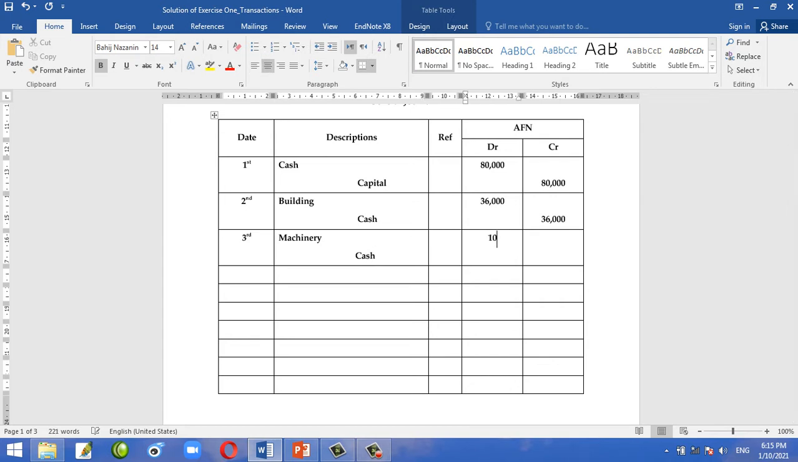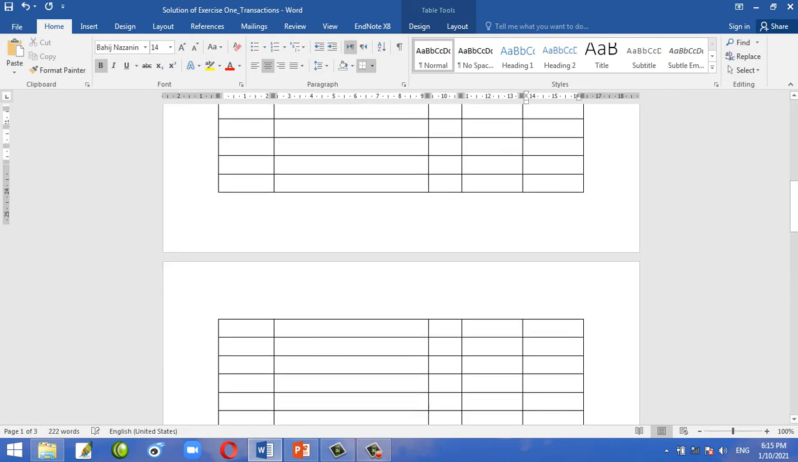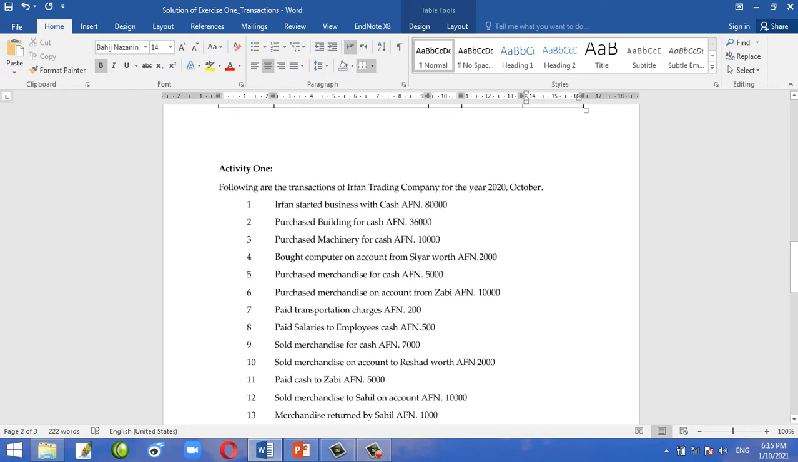Here you can write 10,000 as a debit, and also 10,000 as a credit, because we have received the machinery and also we have paid the cash against receiving of the machinery. Now come to the next one. Bought computer on account from CR worth Afghanis 2000.